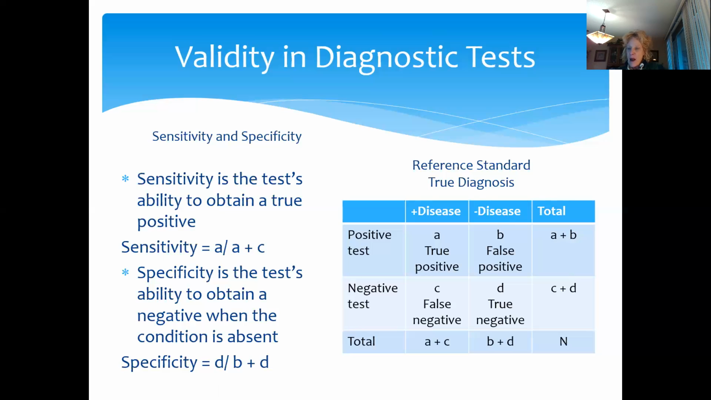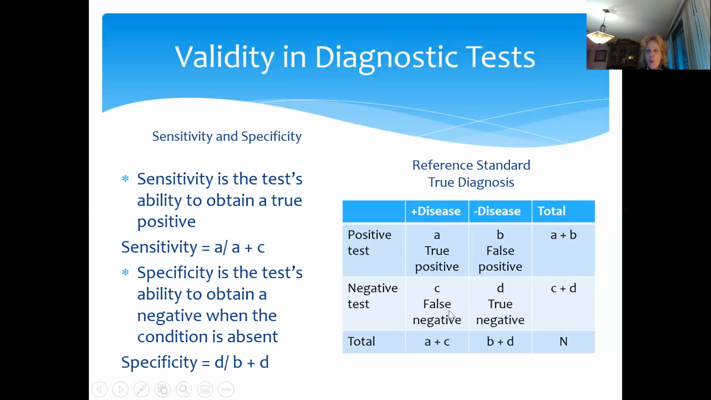So let's say the rapid strep test comes up that this is strep, but in reality, the child doesn't have strep, they have mono. That would be your false positive. And then down here in the negative row, we have a false negative. So the kid actually has strep, but the rapid strep says it's negative. And that happens fairly commonly with rapid strep.